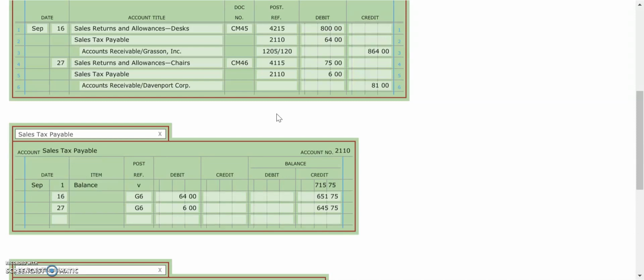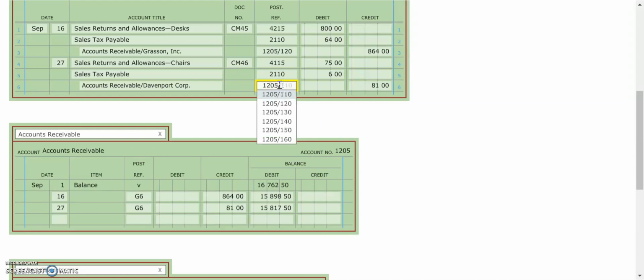Our next one and final one in our general ledger for right now is our accounts receivable. And again, we put the 27th, G6, and this is a credit for $81. So because accounts receivable has a debit balance, we are subtracting. So our new balance is $15,817.50. And then we go ahead and put 1205 dash. And of course, I am going to leave this here. We'll fix that after we put it in Davenport's.